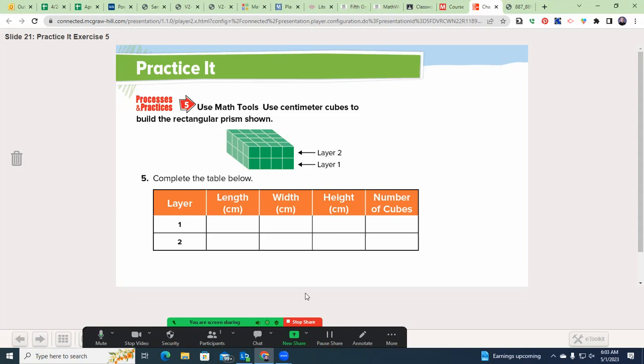Use math tools. You can use centimeter cubes to build the rectangular prism shown. And I can go, let's look at our layers. You can see each, make sure you find the length, the width, the height, and the number of cubes. Go ahead and do the first part. You may pause the video now.